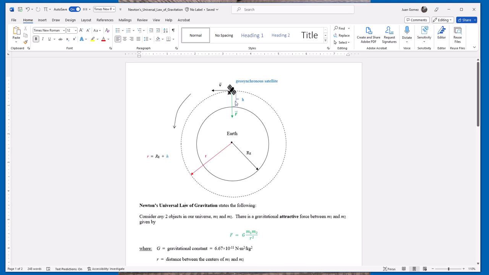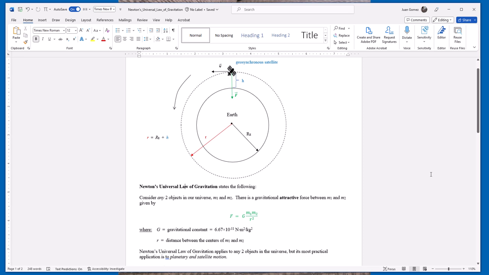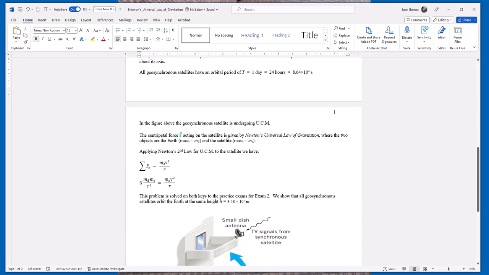Okay, well remember, no matter where the satellite is on this circle, F, given by G m1 m2 over r squared, F will always be directed towards the center of the circle, i.e. it's always going to be positive in terms of UCM. Okay, well let's go ahead and apply it.